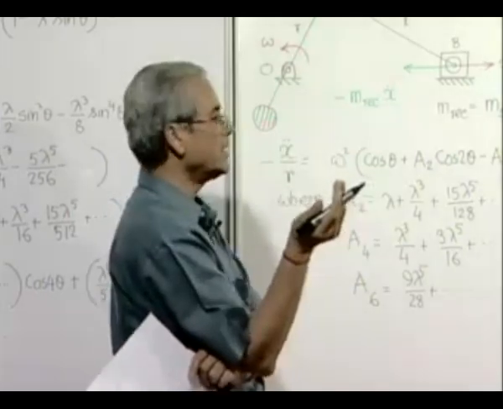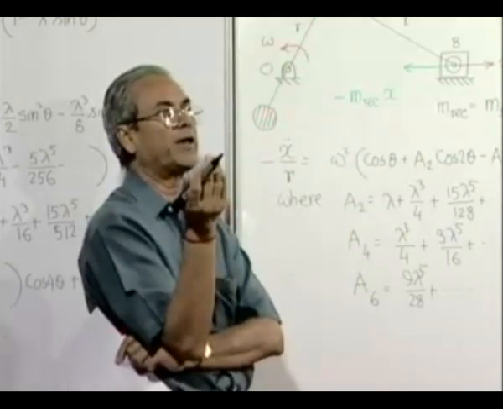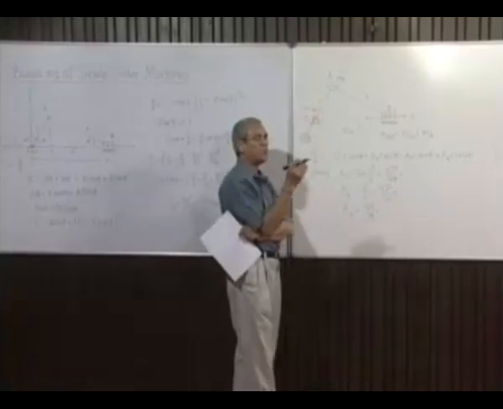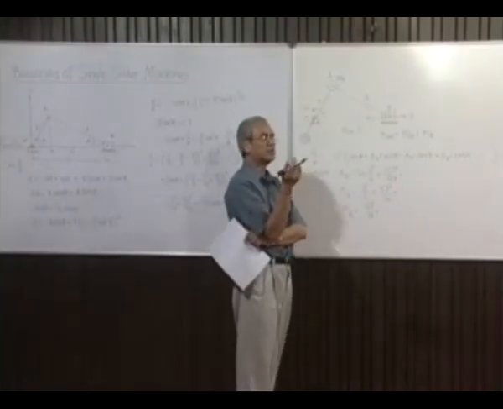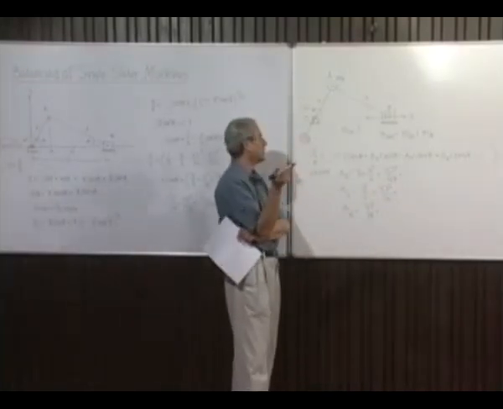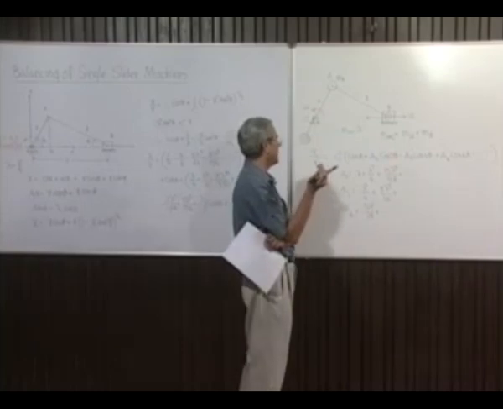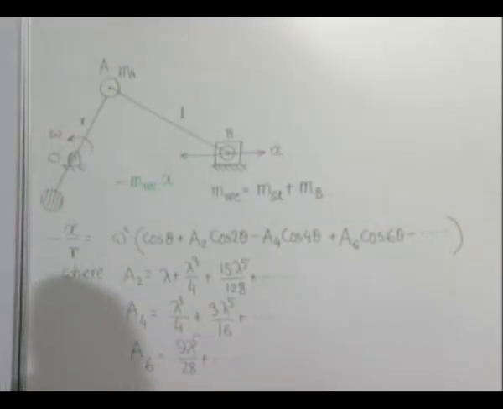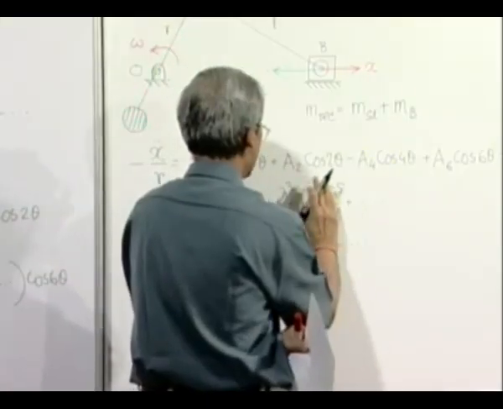Suppose lambda is say 0.5 or say 0.3. So, lambda cube by 4 will be 0.3 to the power 3, that is approximately 0.03, divided by 4. So, it is 0.01, so it is 1%. Immediately you can see we can ignore these terms.